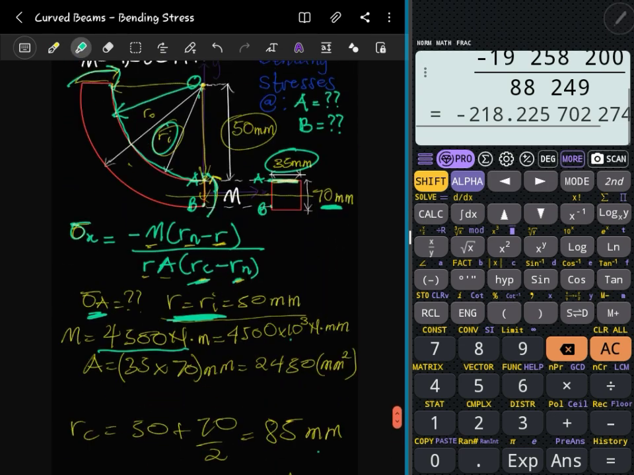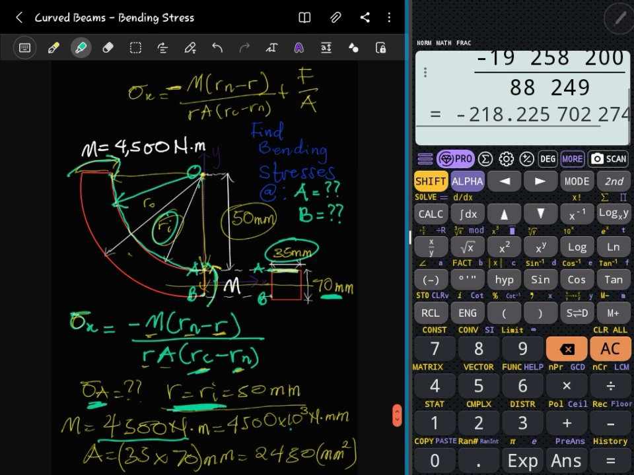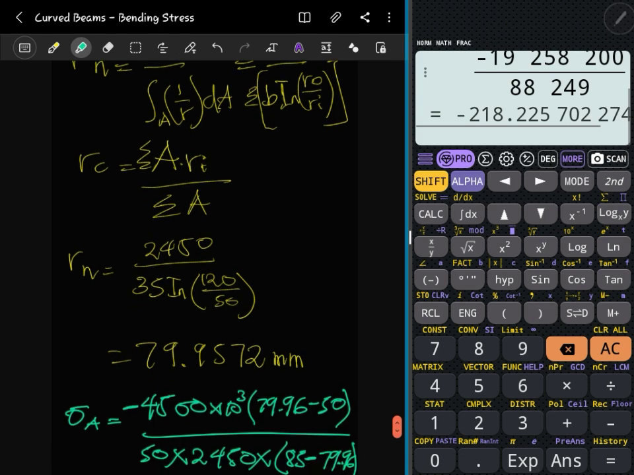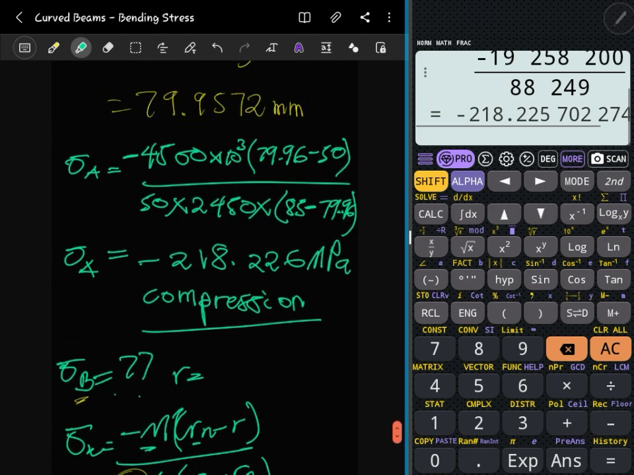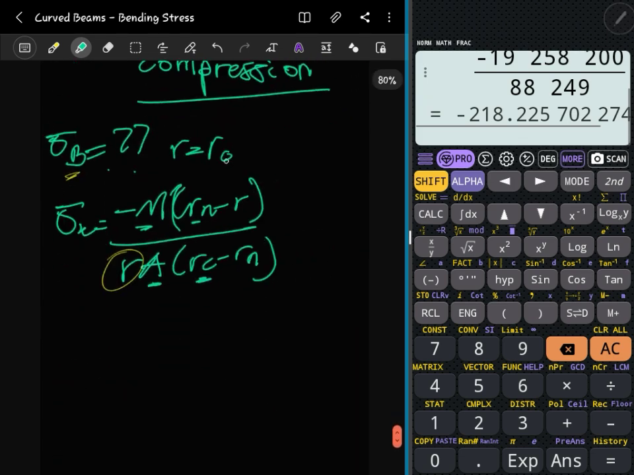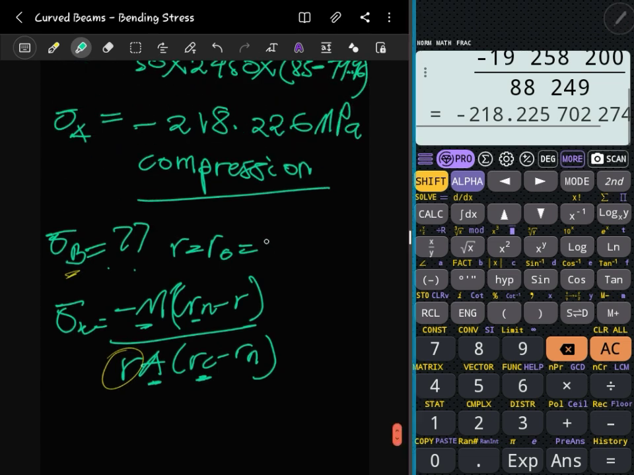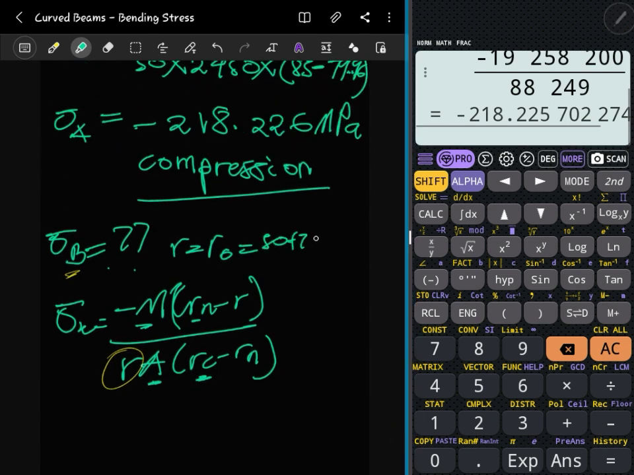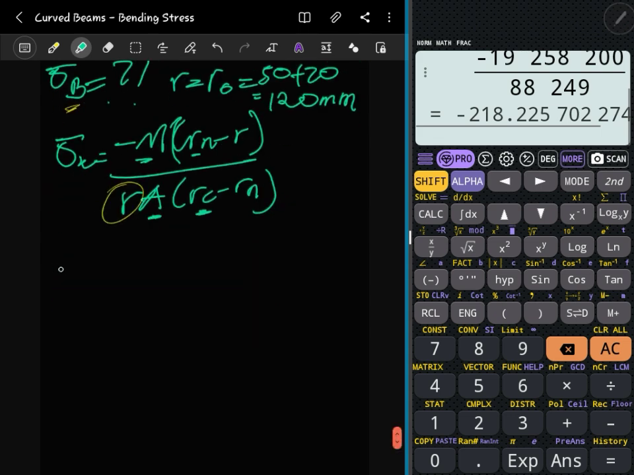So at B, this is B here, and B is at the outer part, the outer fiber of the curved beam. So we have R to be the same as R outer, which we know is 50 plus the 70, so that gives us 120 mm. That's the only thing we need to find our stress at B. We have the rest already.